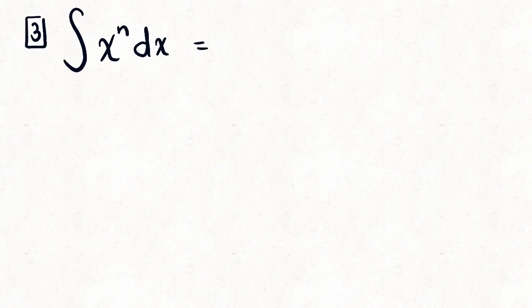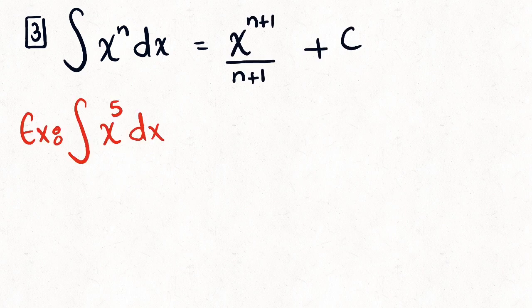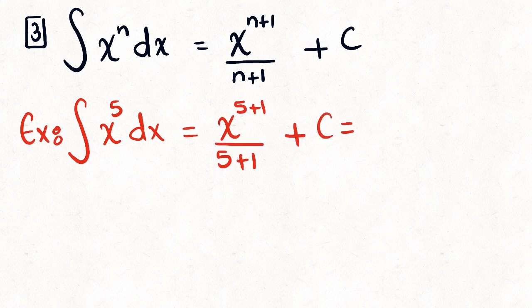The integration of x to the power n will always be x to the power n plus 1 divided by n plus 1, and don't forget to add c. Now take the following example, the integration of x to the power 5 dx. The answer will be x to the power 6 divided by 6 plus c.